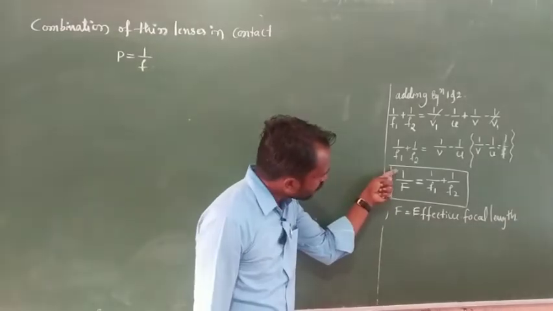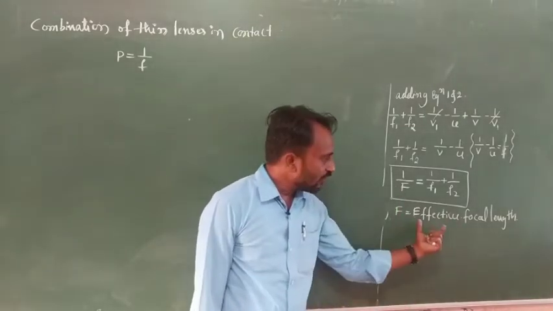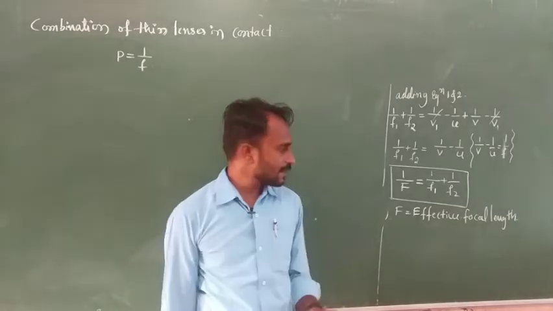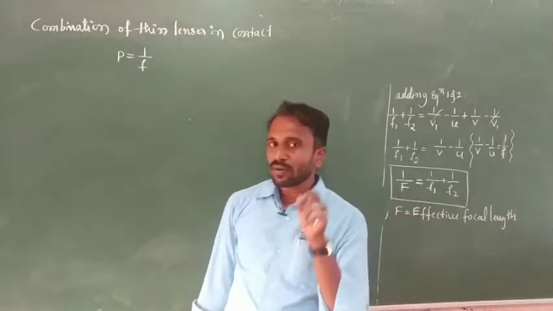Here 1 by f, where f is the effective focal length, the focal length of the combination of lenses. So 1 by focal length is nothing but the power of the lens.